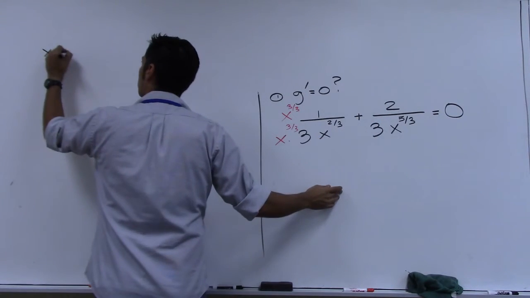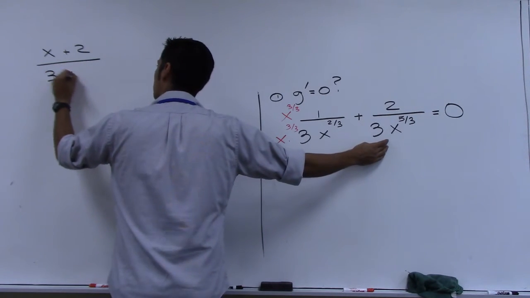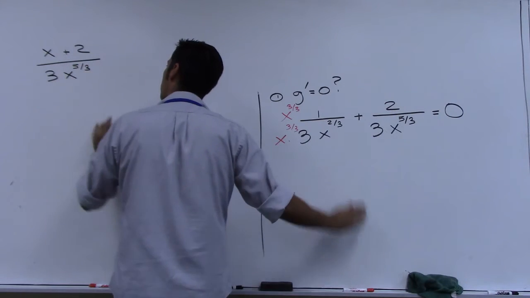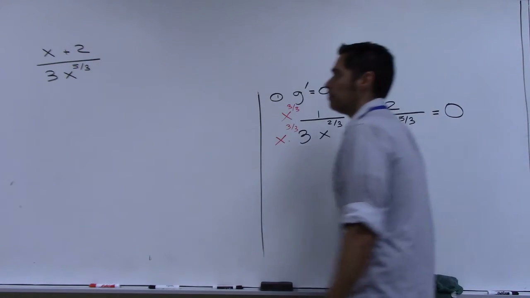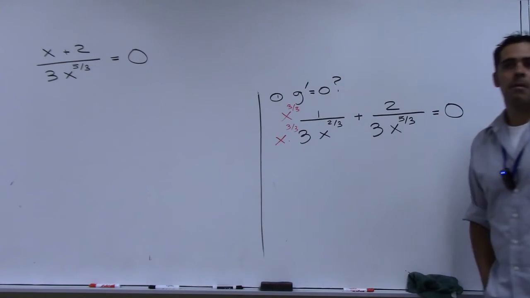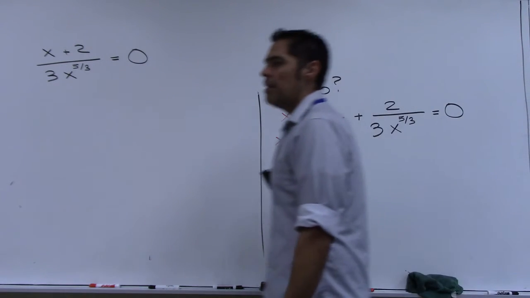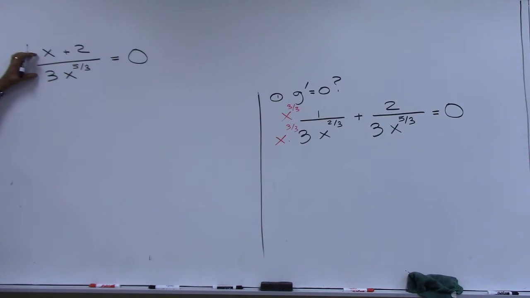Plus 2 on top, and then what? Common denominator? 5/3. Equals 0. Understand? Now, when a fraction equals 0, the only way that can happen is what? The only way that a ratio can ever be 0 is if the top is 0.